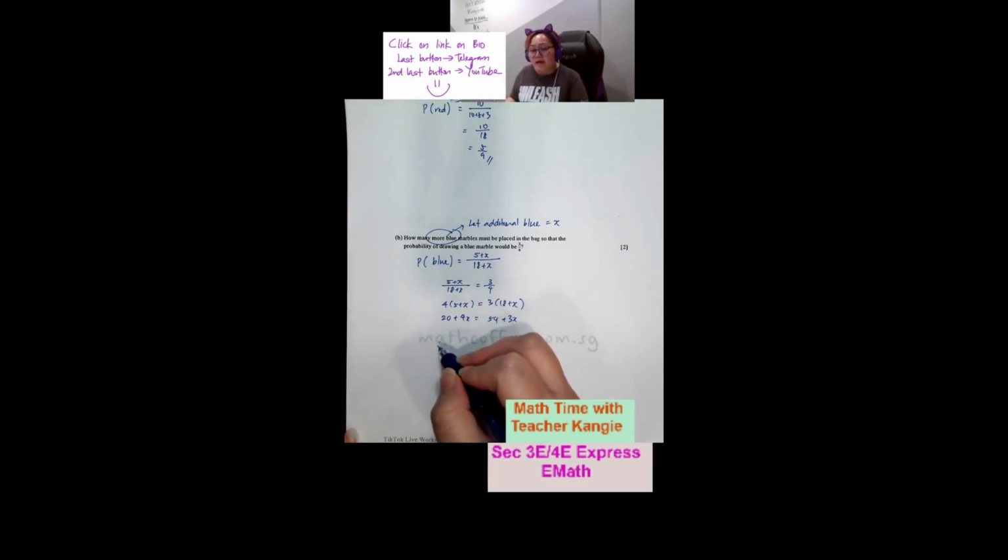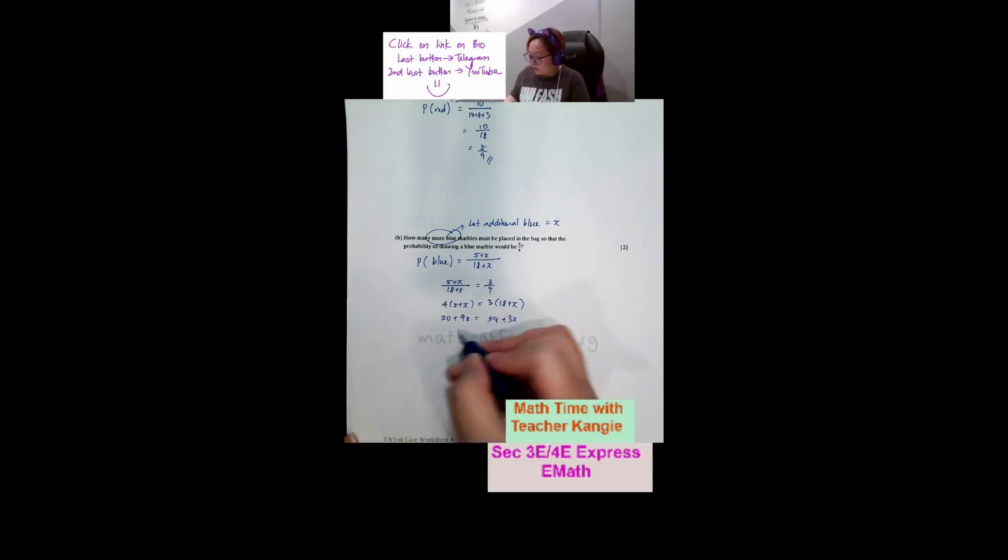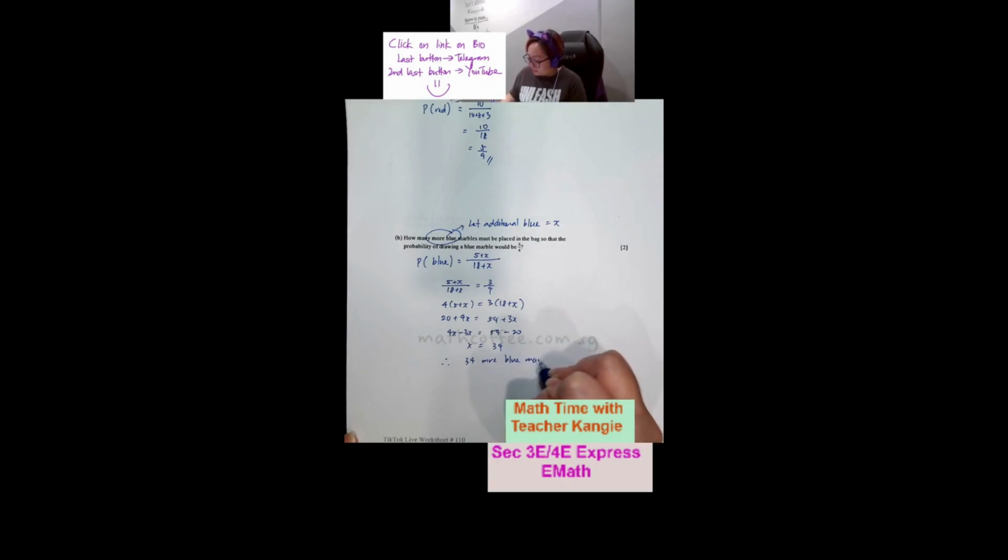Bring the X to the left-hand side and the numbers to the right-hand side when you are solving the linear equation. So 4X minus 3X equals 54 minus 20. We have X equals 34. So it means that they added 34 blue marbles. Therefore, it's 34 more blue marbles, and that will be the answer.